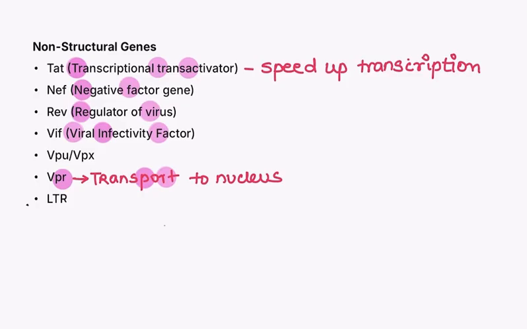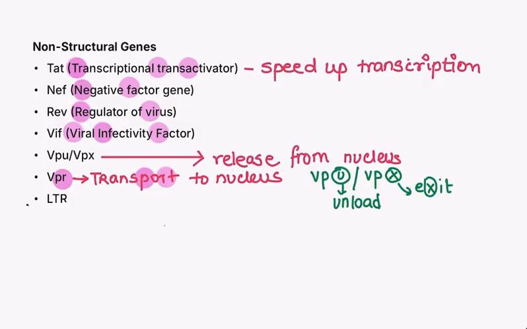On the other hand, once all the new viral particles have been made and it's ready to be released, the molecule which is going to help it release from the nucleus is VPU and VPX. Please note, HIV-1 is going to have VPU and HIV-2 is going to have VPX. That's a difference. Till now, everything was common to both.